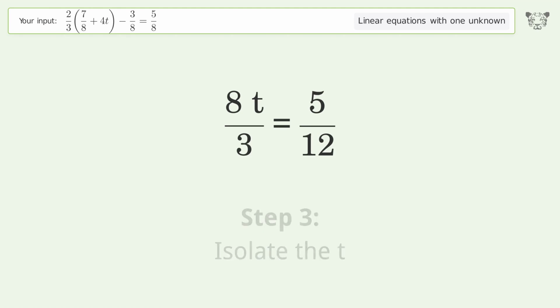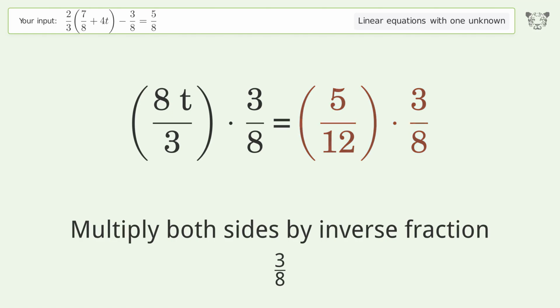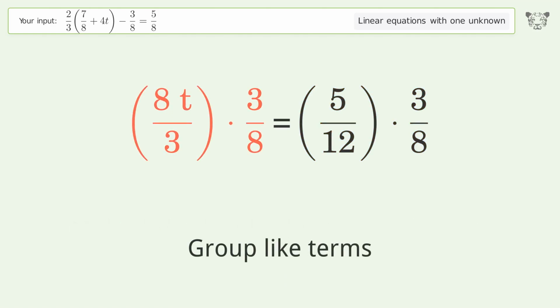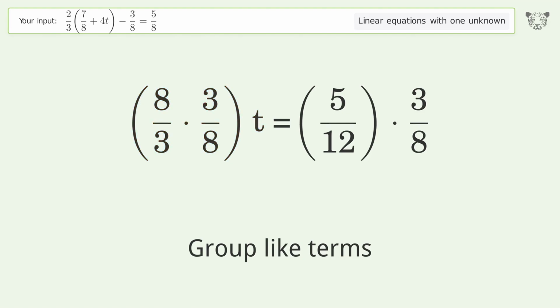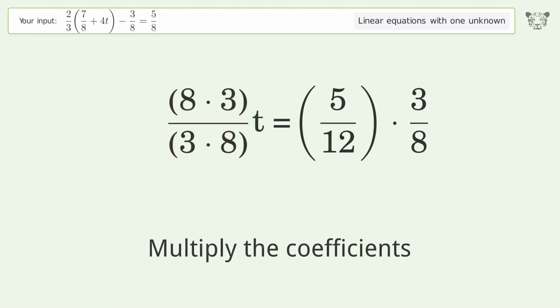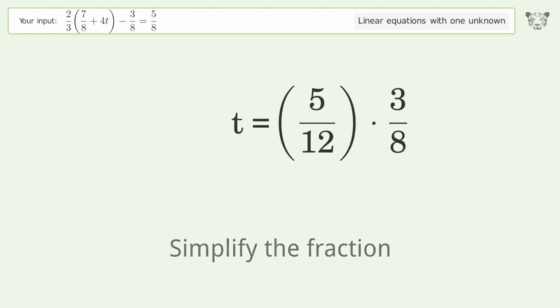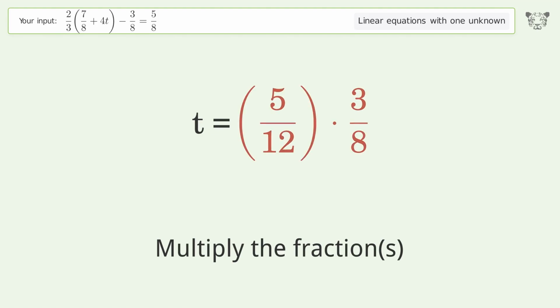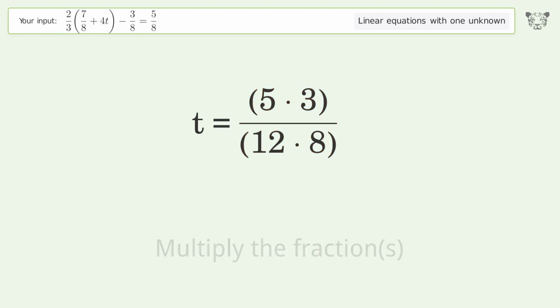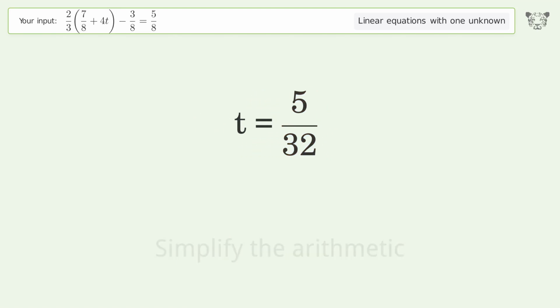Isolate the t. Multiply both sides by inverse fraction 3/8. Group like terms. Multiply the coefficients. Simplify the fraction. Multiply the fractions. Simplify the arithmetic. And so the final result is t equals 5/32.